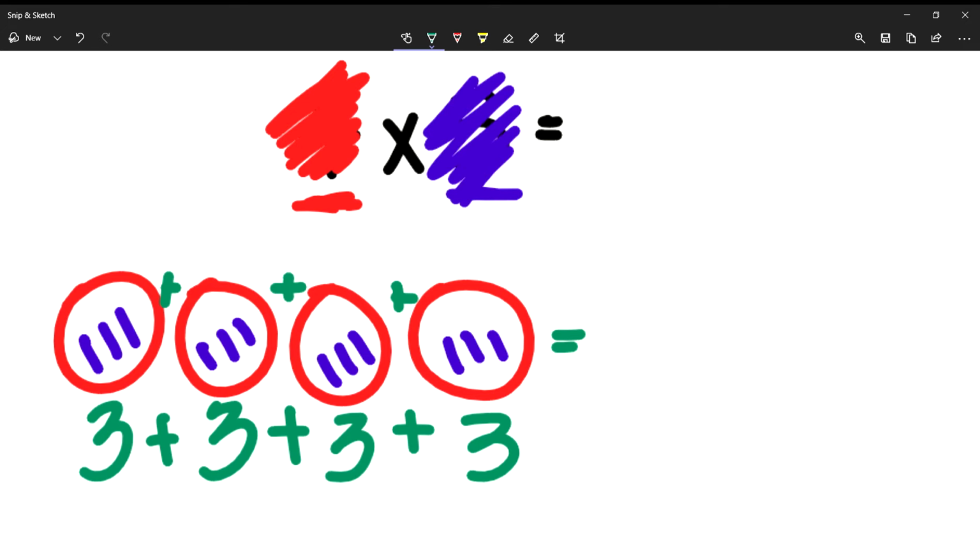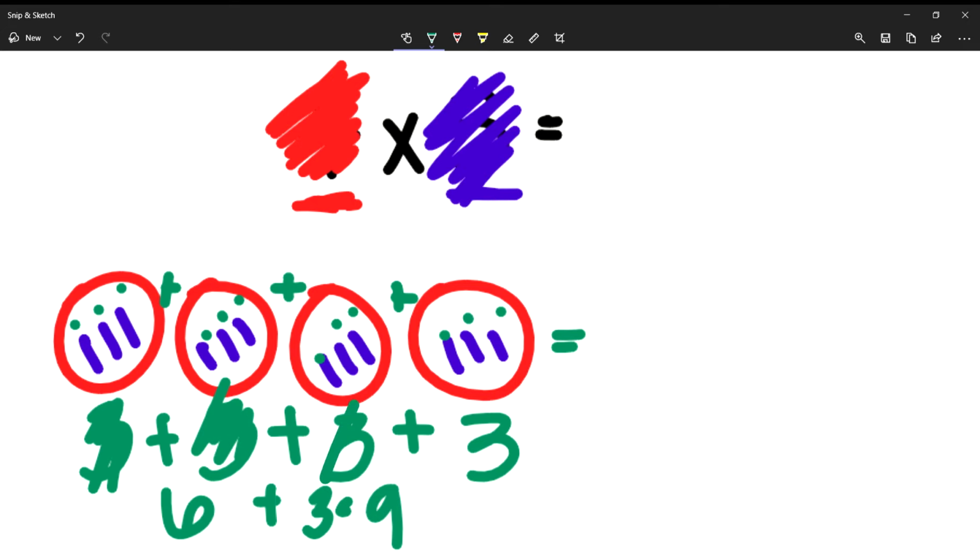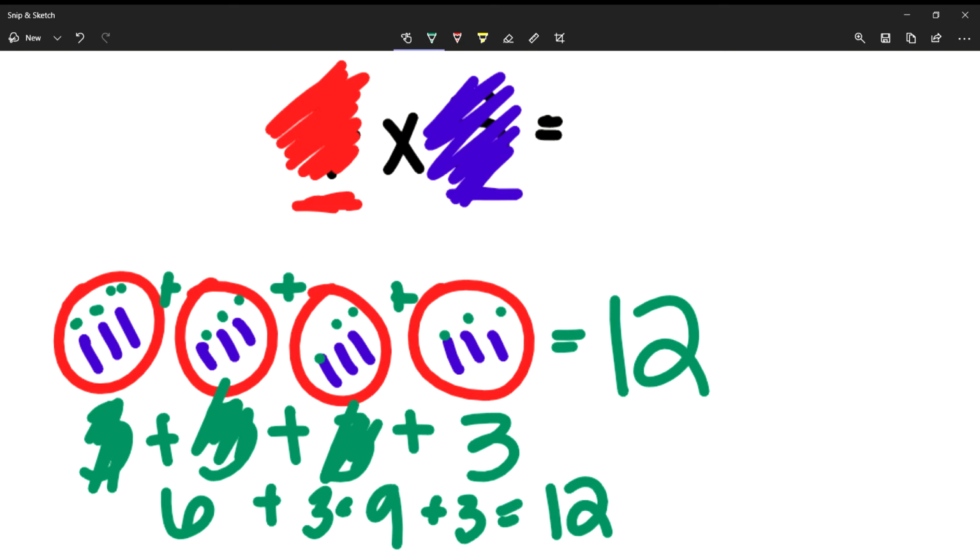Now what you can do is you can count each tally: 1, 2, 3, 4, 5, 6, 7, 8, 9, 10, 11, 12. Or you can go ahead and do it the old school way, which you can do 3 plus 3, 6. We don't need these 3 anymore. 6 plus 3 is 9, so we don't need this one anymore. 9 plus 3 is equal to 12. Of course, it's a little bit more complex than just counting each tally, but either way, you will get 12. So the answer to 4 times 3 is 12.